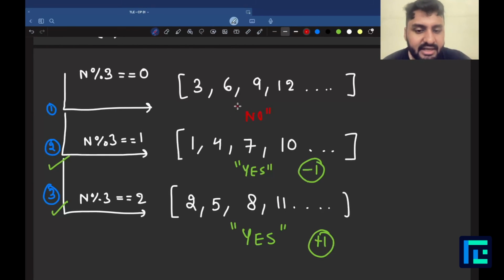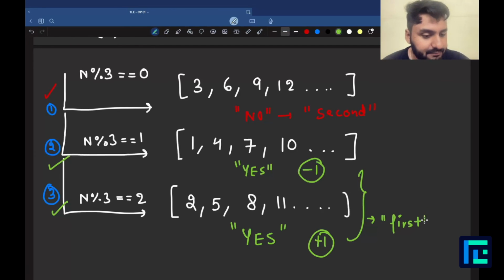Or simply, justifying this with regards to the problem, you would have reported second, meaning Vova wins. And in these two cases, you would have preferred to report first, because this means Vanya wins.